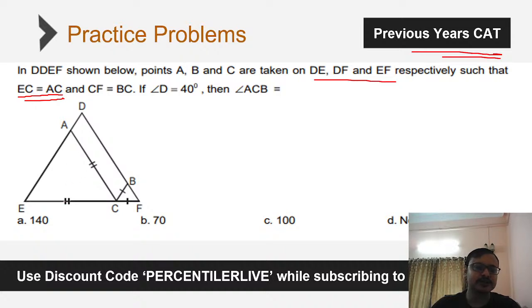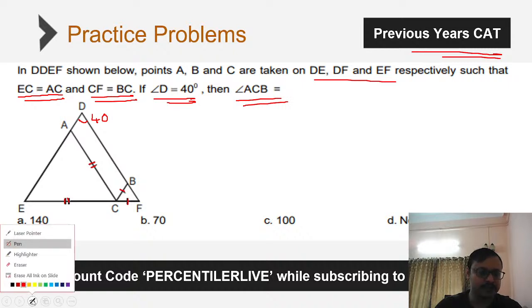EC is equal to AC. So this side is equal to this side. Also, they've told you CF is equal to BC, which means this side is equal to this side. And they've given you one more angle, that is this angle is 40 degrees. What you need to find out is the value of angle ACB. So how do we do this?